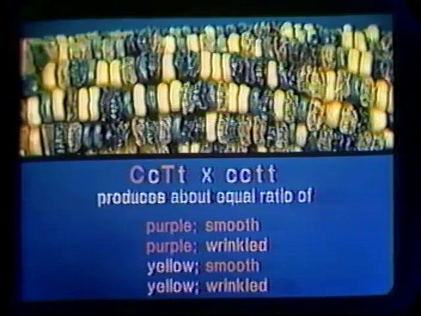Crossing a plant that has both dominant and recessive genes for both traits with a plant that has recessive genes only should produce about an equal ratio of purple and smooth to purple and wrinkled to yellow and smooth to yellow and wrinkled.